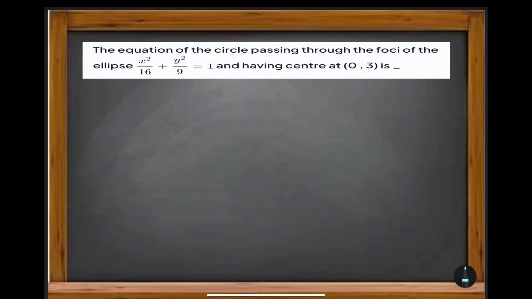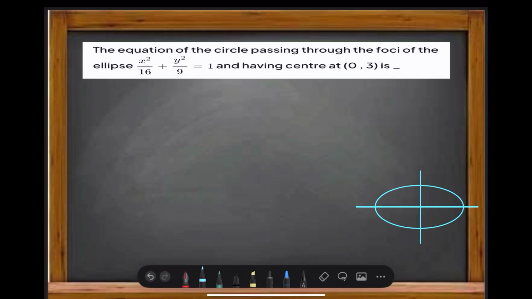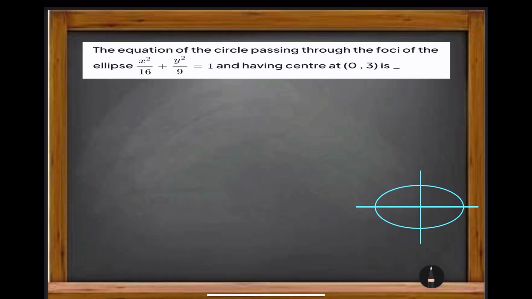Okay, so we got this situation. The equation of circle passing through the foci of the ellipse. Okay, so you know that here A is bigger, so it is a horizontal ellipse. So let's try to draw the diagram. Suppose this is a horizontal ellipse, and suppose that these are the foci.